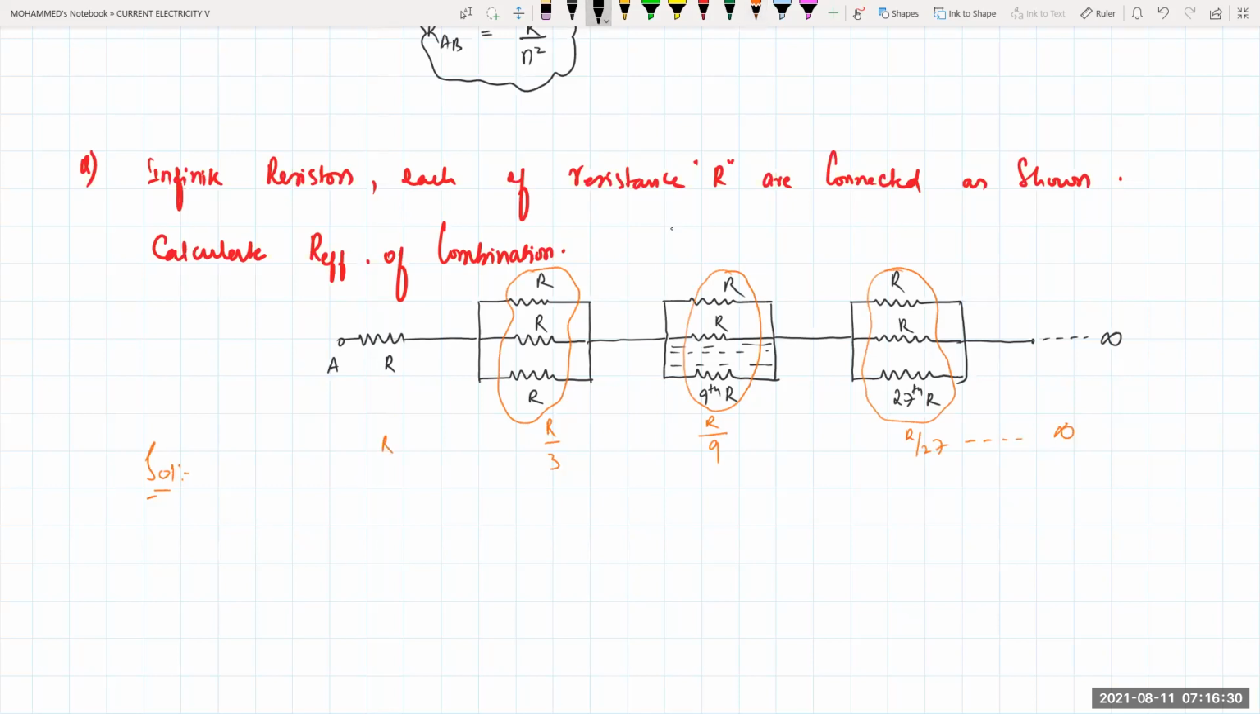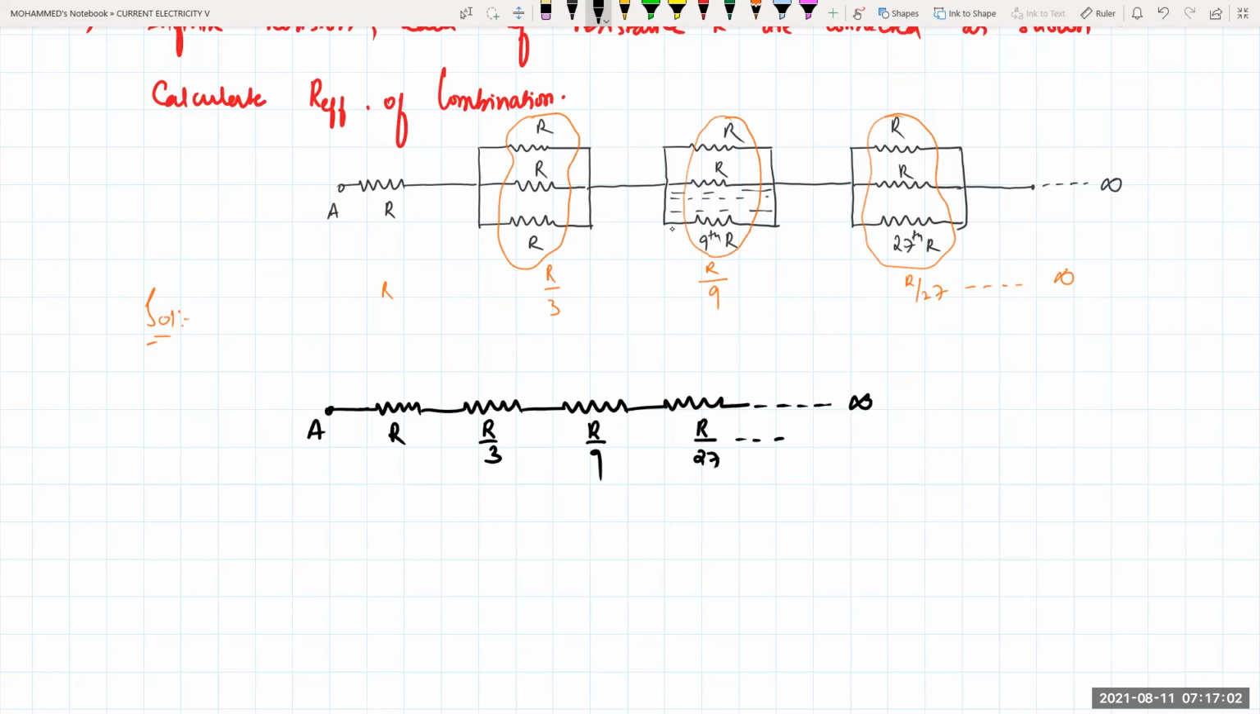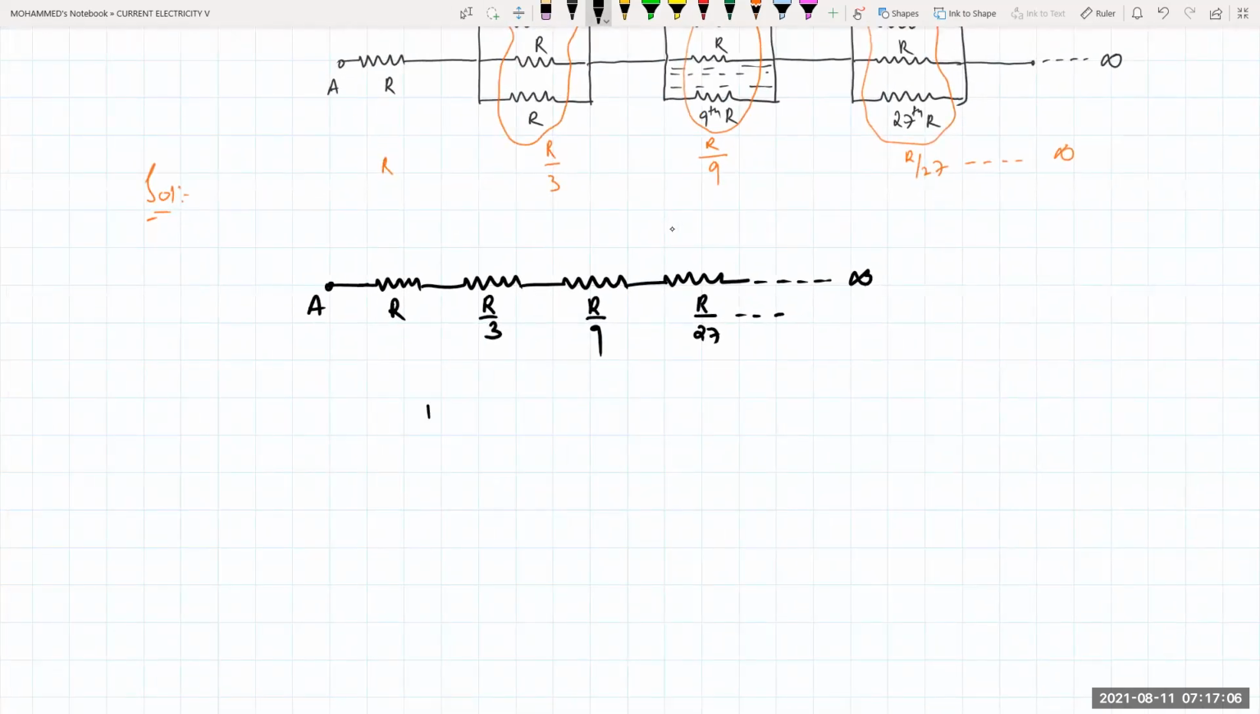So I hope now you can do the combination. All of them are in which combination right now? Side by side, in series. So this will become one resistance here, then one resistance here, one resistance here, and this is going up to infinity. This is your terminal A. This is R. This one is your R by 3. This one is your R by 9. This one is your R by 27. Like that, it is going up to infinity. Now, what will be the R equivalent, beta, for this one? R equivalent will be equal to R plus R by 3 plus R by 9 plus R by 27 plus so on up to infinity. So what type of series is it, beta?